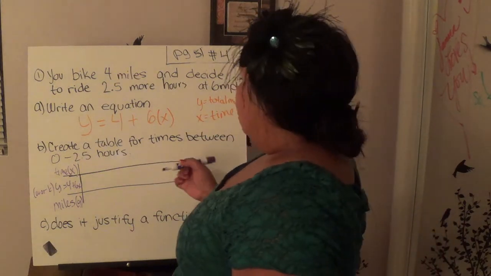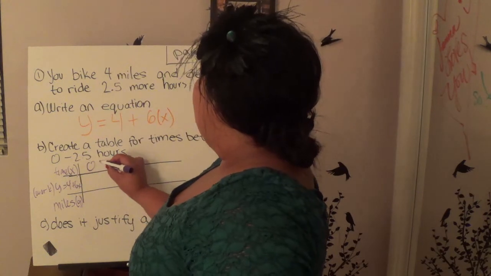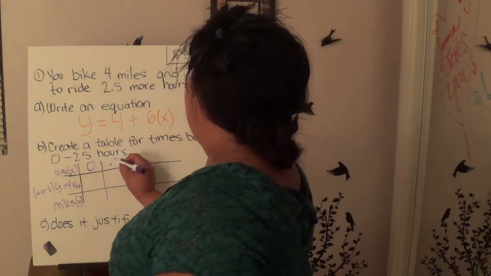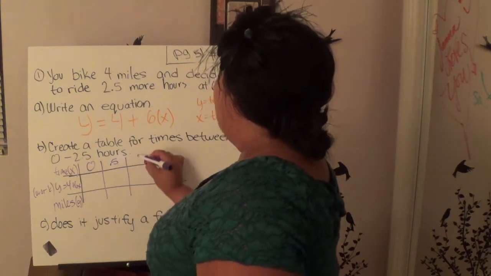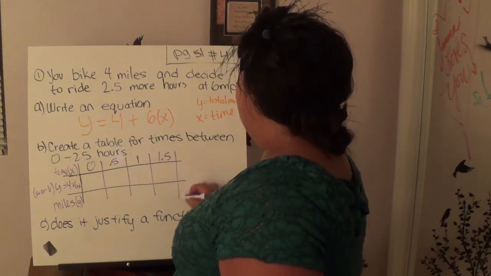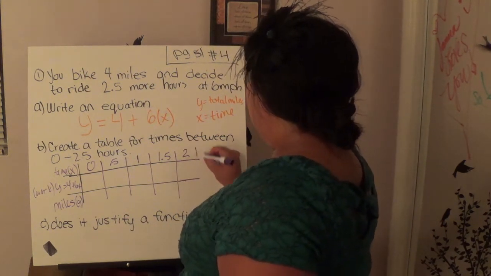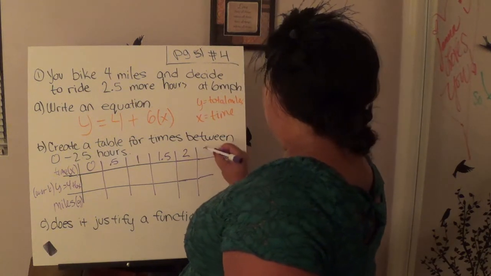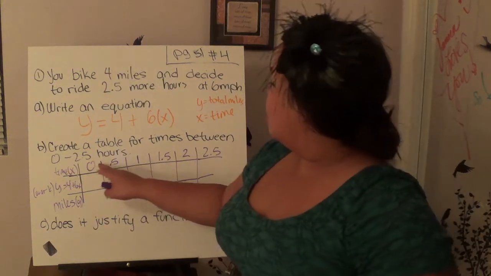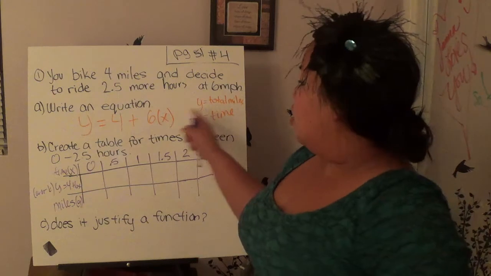So here's how it works. I have 0 to 2.5, so I'm going to put 0 hours. I'm going to do 0.5 hours, so half an hour. I'm going to do 1 hour. I'm going to do 1.5. And then I'm going to do 2. And I'm going to do 2.5. And what I'm going to do is take this, put it in for x, and then solve for y.